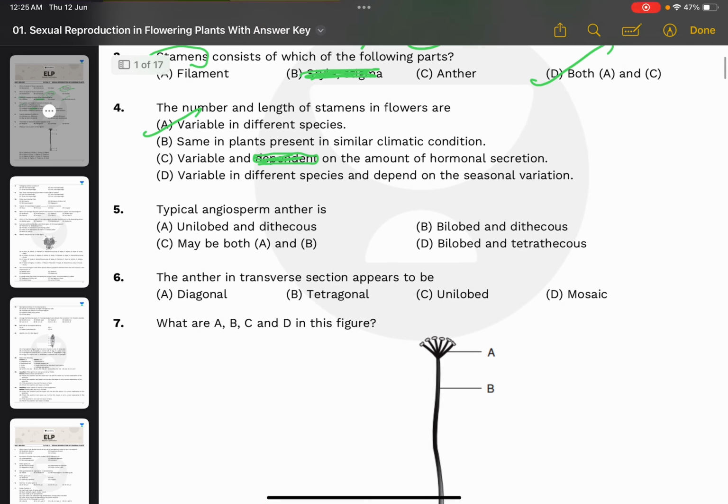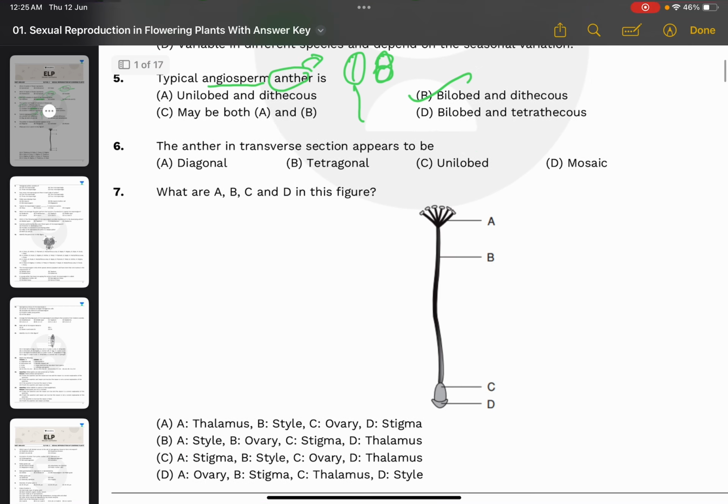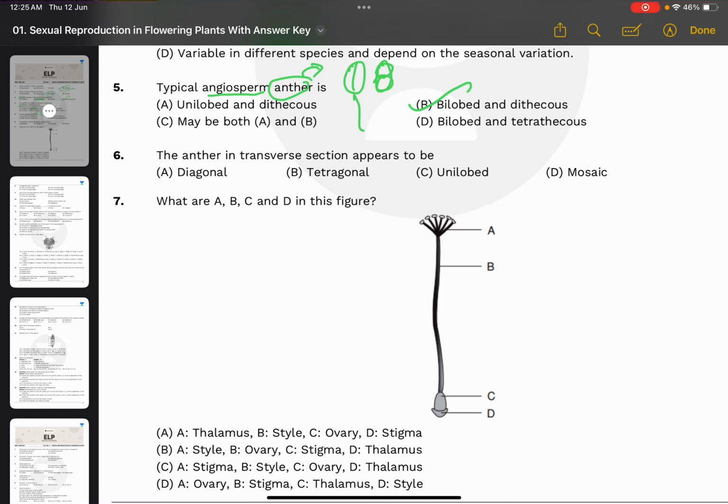Typical angiosperm anther is, so see, this is the anther, this is the filament. It is bilobed and dithecous. In one lobe there are two theca, that's why dithecous. So bilobed and dithecous is the answer. Unilobed dithecous, no. Bilobed tetrathecous, no. There are four theca, but in one lobe there are two theca, that's what dithecous is called. The anther in transverse section appears to be tetragonal. Okay, so this is the answer.